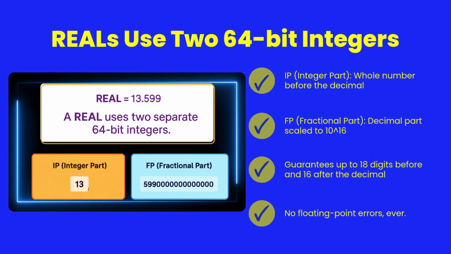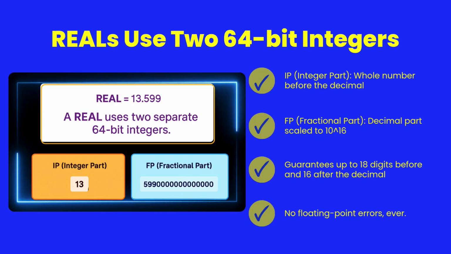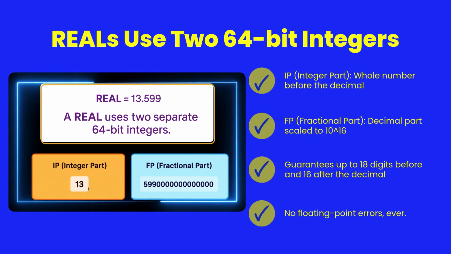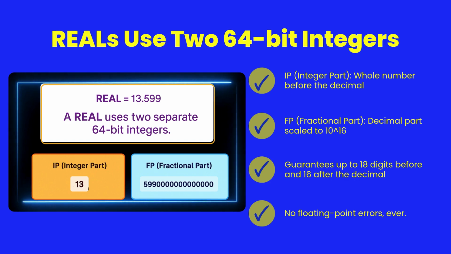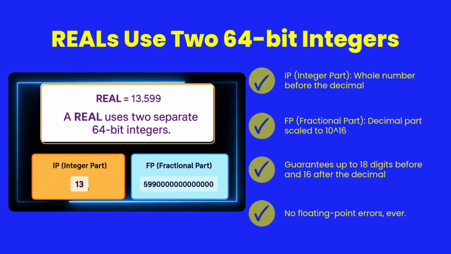Unlike typical floats, SheerPower reals are split into two 64-bit integers, one for the whole number, one for the decimal part. This design ensures true decimal precision, no rounding quirks, and peace of mind for developers.